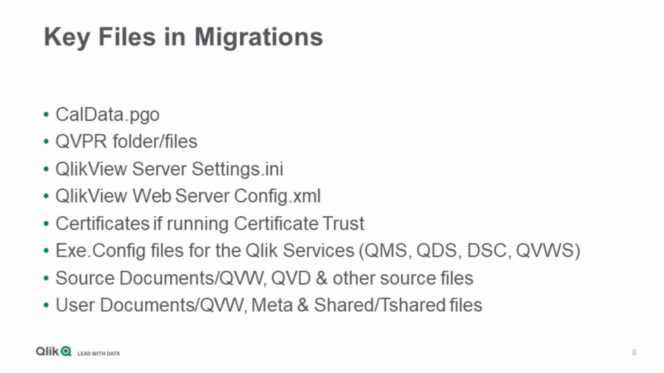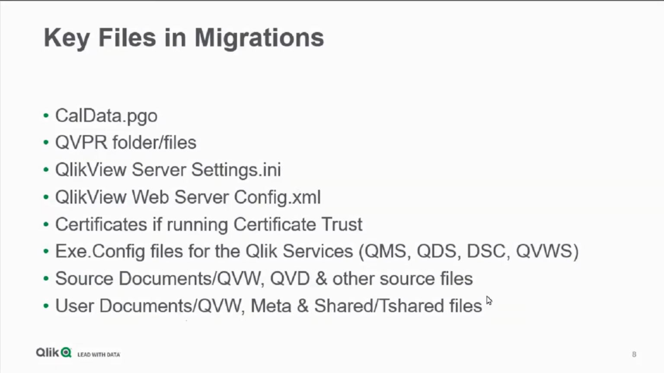And that's going to consist of your QVW files, your meta files, which contain your category information, and if you're running the QlikView server in DMS security mode, that's got your authorizations in there as well. And then you've got your shared and T-shared files, which have your user bookmarks or user objects in them. So be sure you bring those over to that new environment along with the QVWs if you want to make sure the users have access to all those objects they've already created.